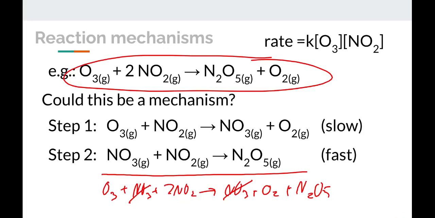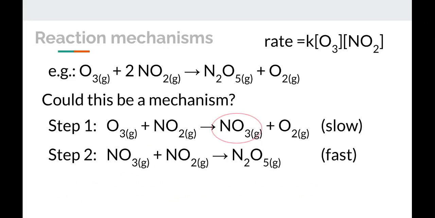The second thing is, does the slow step, which will determine the rate, have a rate law that matches the overall rate law? And in fact, it does, because it's first order in O3 and first order in NO2, and the coefficients on O3 and NO2 are both 1s. So this could be a mechanism, because the two steps add up to the overall reaction, and the rate law for the slow step, which remember is an elementary process and we can predict it, does match the overall experimental rate law that we know is true because it's determined by experiment.